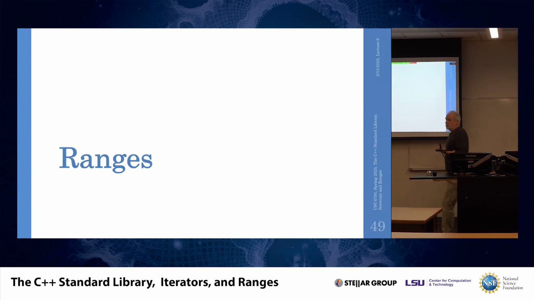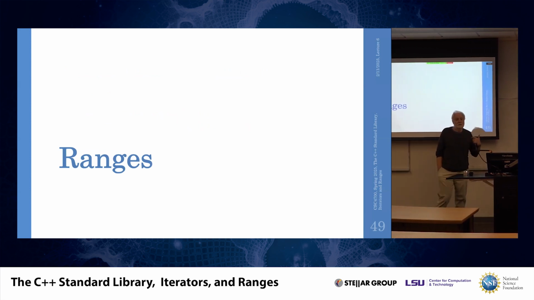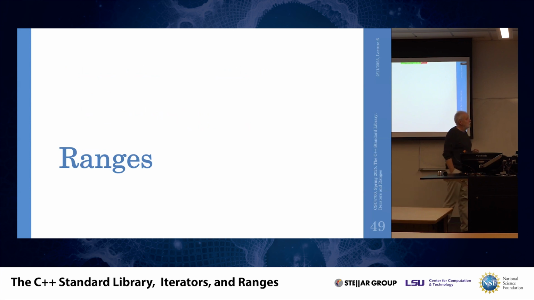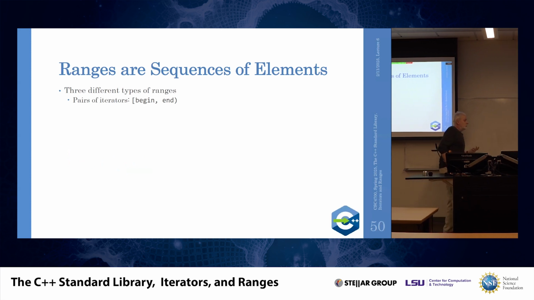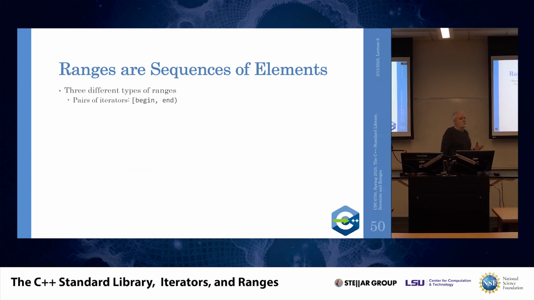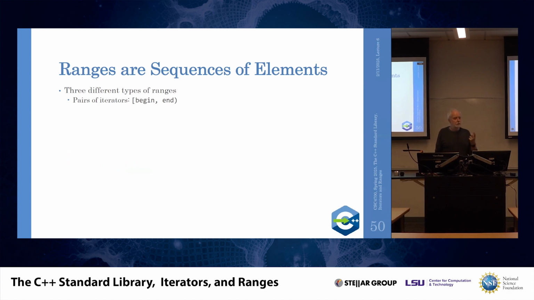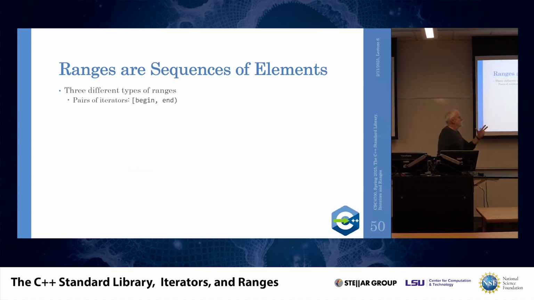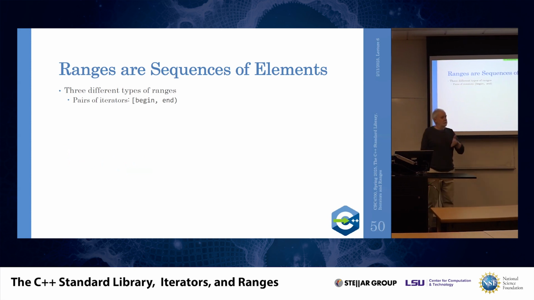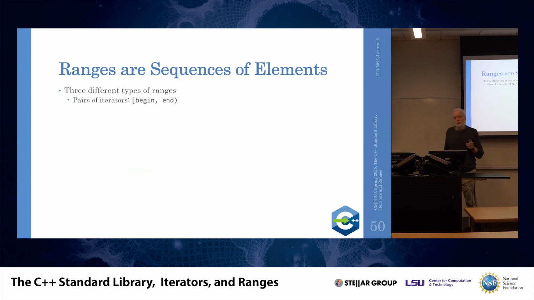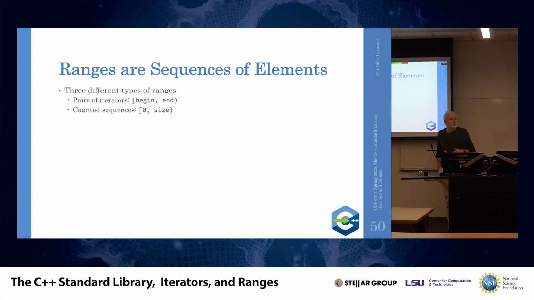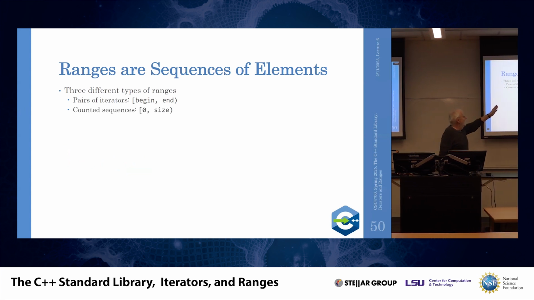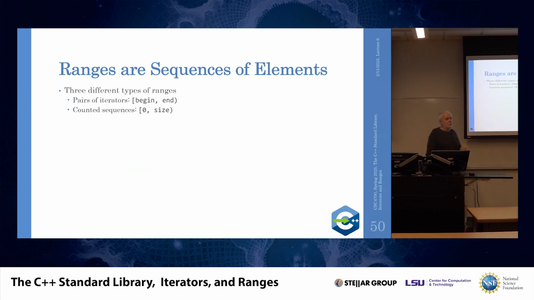Now, I want to talk about ranges, because that extends beyond iterators slightly, but it's still a very useful topic. I want to talk about these concepts. What are ranges? Ranges are in general sequences of elements. Not a single element like an iterator refers to, but a range refers to a sequence of elements. In the simplest case, a range is a pair of iterators. So begin, end gives you a range of all elements between begin and end. But a range could also be a counted sequence. It could be something that starts at a certain element and tells you how many elements you have.